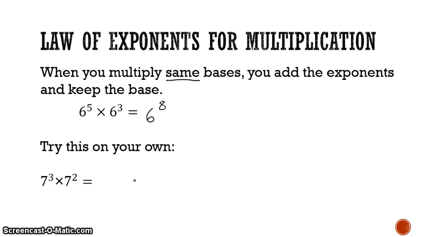So try this one on your own and see if you come up with the right answer. Okay, so you have 7 as a base in both of them. So that means that our law is going to work. And since it's multiplication, I'm going to add them. So 3 plus 2 is 5. Okay, pretty simple.